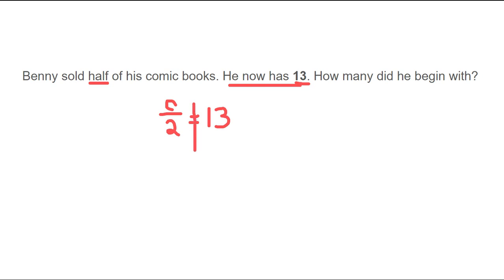So now I draw my river, box up my variable, and since it's already being divided, I'm going to do the opposite, and I'm going to multiply by 2 on both sides. So multiplying this one by 2, most of us can probably do this in our heads. I end up with C all by itself. So how many comic books did he start out with? He started out with 26.